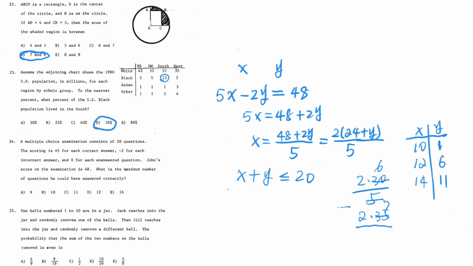But x plus y must be less than or equal to 20. 14 plus 11 is greater than 20, so 11 is not an answer. So the correct problems are 10 and 12. They ask for the maximum number of questions he could have answered correctly. That's 12. So the answer is D.